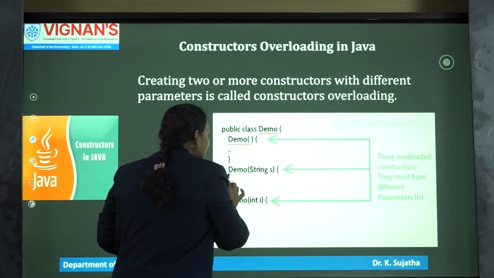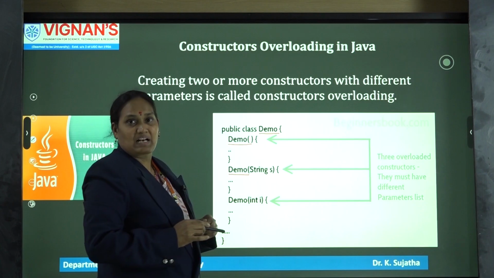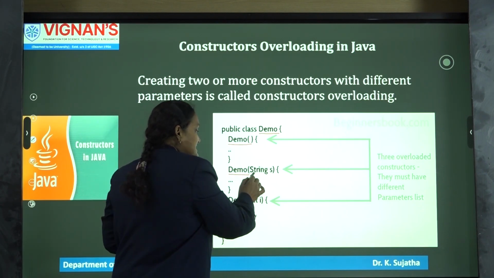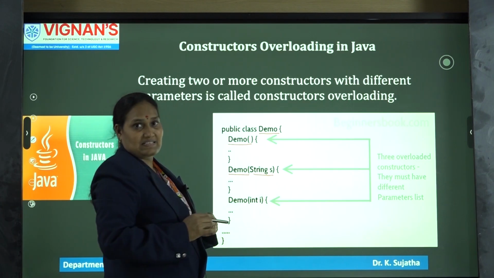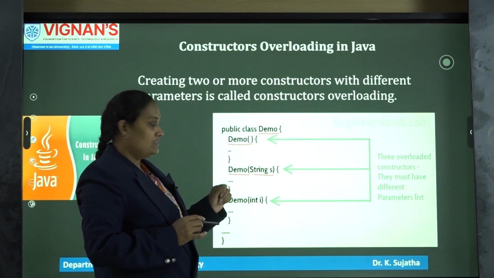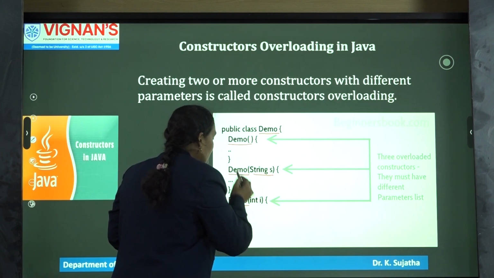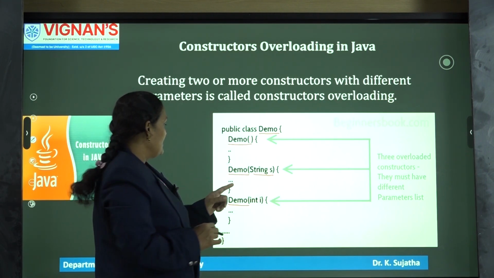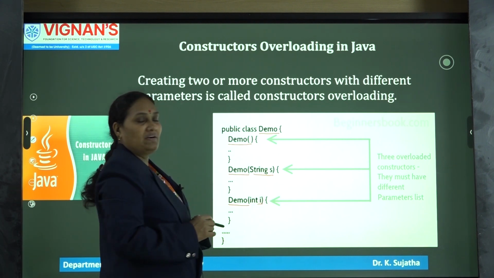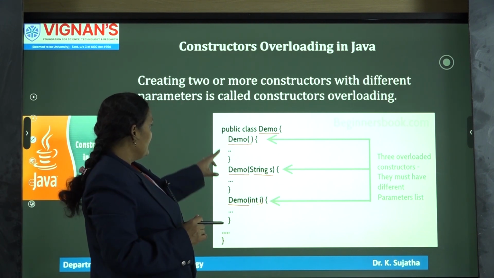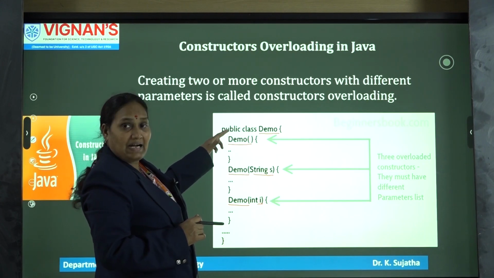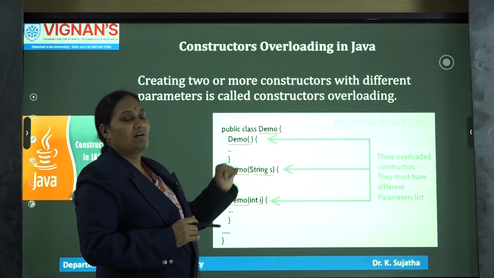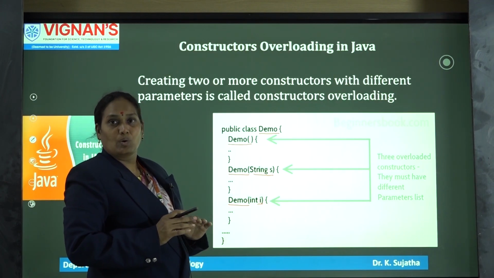Now I want to create one more constructor for the same class. Here I have created another constructor which takes a parameter s of type string, and here I have created one more constructor for the same class which takes one parameter i of type integer. Now for the same class I have created three constructors, which is called constructor overloading.